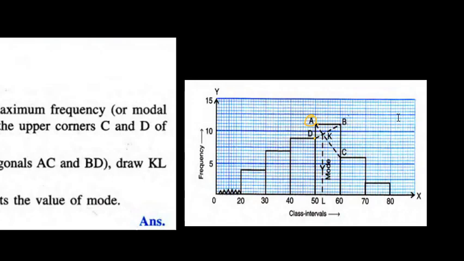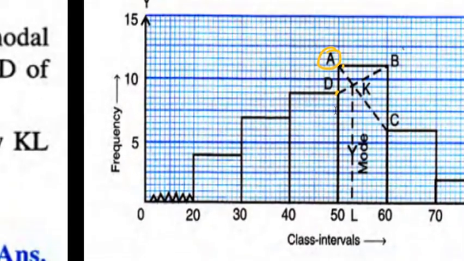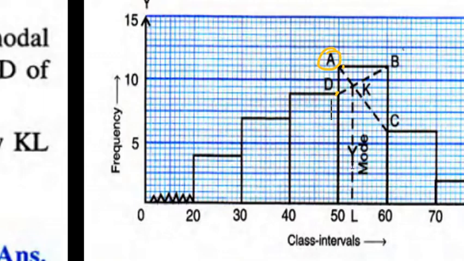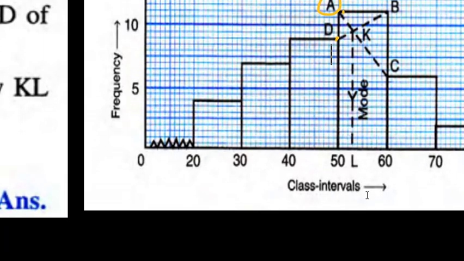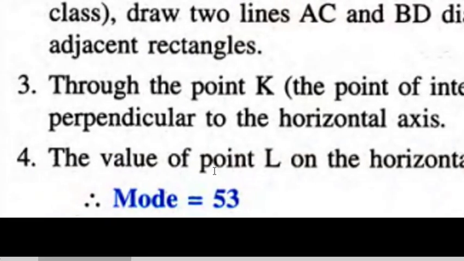Once you join these two lines, you find that they intersect at one point. You mark this point, and from this point you draw a vertical line. See here, we have drawn a vertical line. Now it intersects the x-axis at some point. Between 50 to 60 I have 10 divisions: 1, 2, 3, 4, 5, 6, 7, 8, 9, 10. The line is at the third division. So I will say that 53 is the mode. Yes, it is difficult. 53 is your mode.